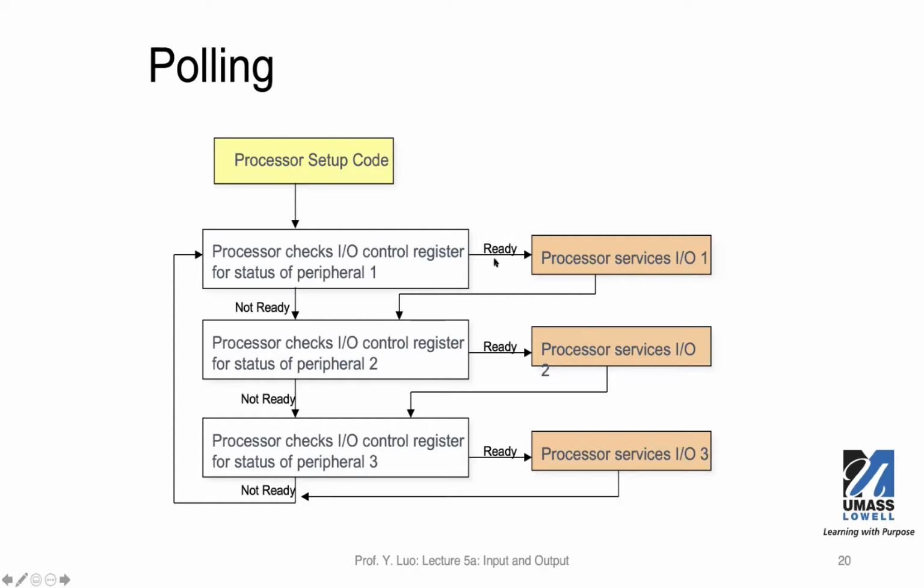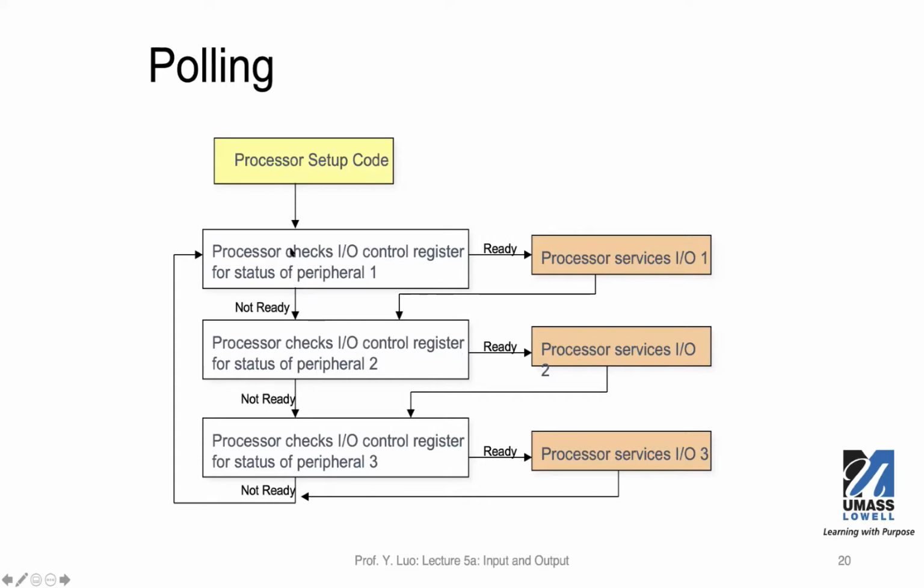If that's ready, then the processor will service that. So, if it is input, it will be reading data, or if it's output, the processor will send data out. If the peripheral is not ready, then the processor can choose to check the other peripheral. And again, if the resource is ready, be it data or transmitting through the transfer registers, either way the processor will be serving that I/O device if it finds out the device is ready.